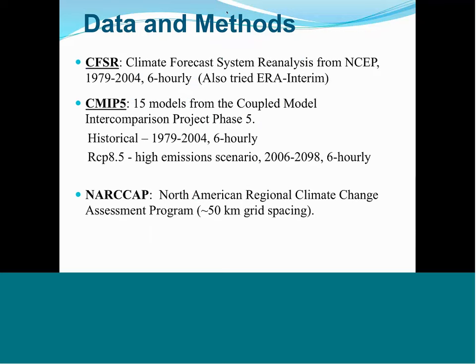We downloaded 15 models from CMIP-5, 6-hourly, for a historical period and also the RCP 8.5 scenario up into 2098. It's a fair amount of data, 6-hourly, so we only focused on this high emission scenario for this work so far. We actually started this project looking a little bit at the NARCCAP, the North American Regional Climate Change Assessment Program, since it's run at relatively higher resolution, around 50-kilometer grid spacing, and I'll share a little bit of comparison of results with that as well.